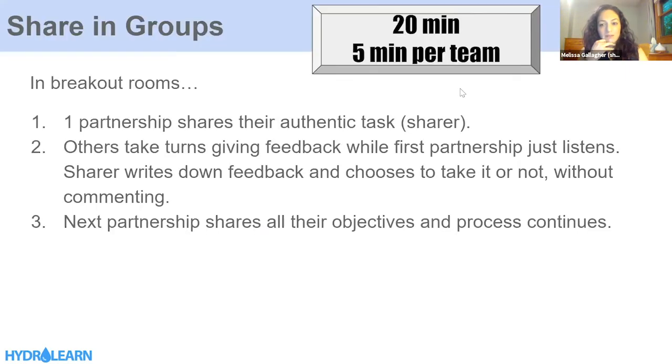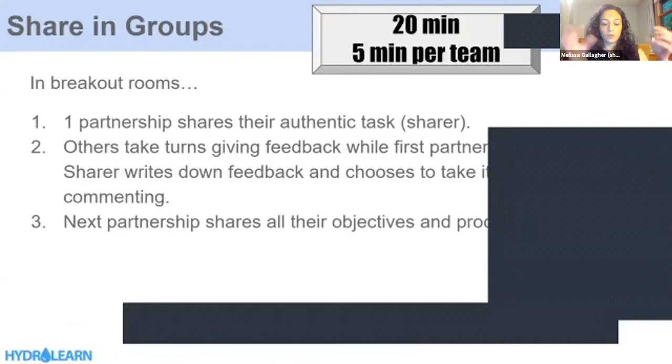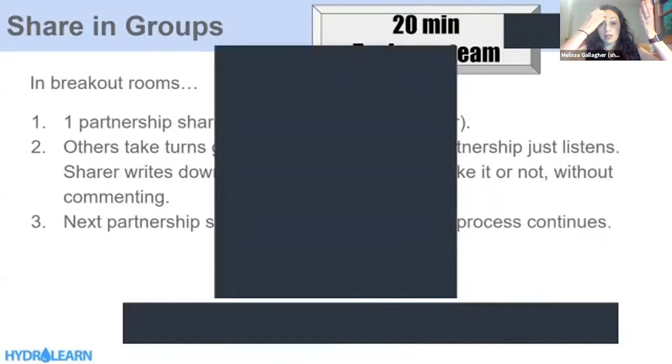So I thought we would pick up where we left off last time and share in our groups. Now you've come up with a bunch of authentic tasks. So I'd like you, with your partnership, to pick one that you want to share with your content team. The way we'll do this is that one partnership will share their favorite task, or maybe the task they're leaning towards, or even a task that you're super unsure of and you want feedback on. And then the others will take turns giving feedback, and then you'll move on to the next group.